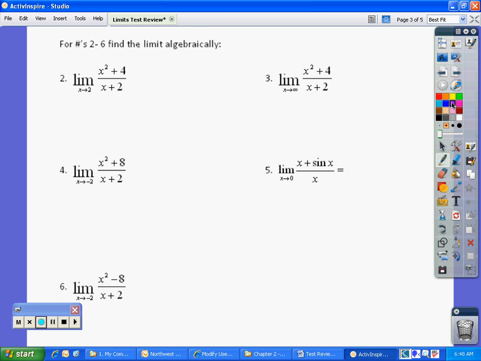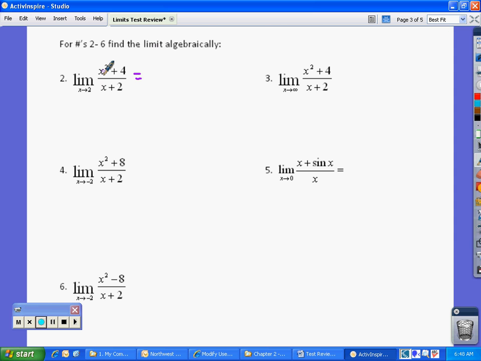So my first step, I'm going to plug in 2. 2 squared is 4 plus 4 over 2 plus 2. This is 8 over 4, which is just 2. There's no problem with this answer. There's no dividing by 0. There's no ambiguity. It just has to be 2. So that was a straight, simple one.